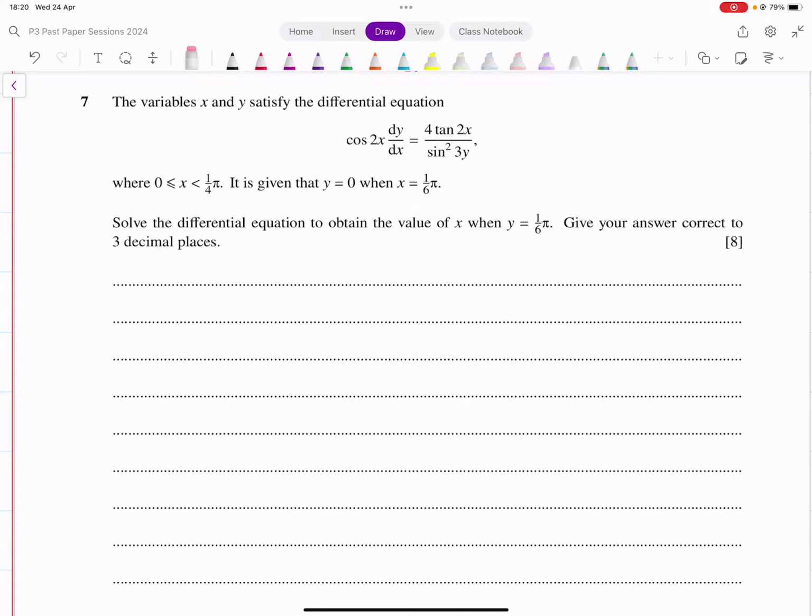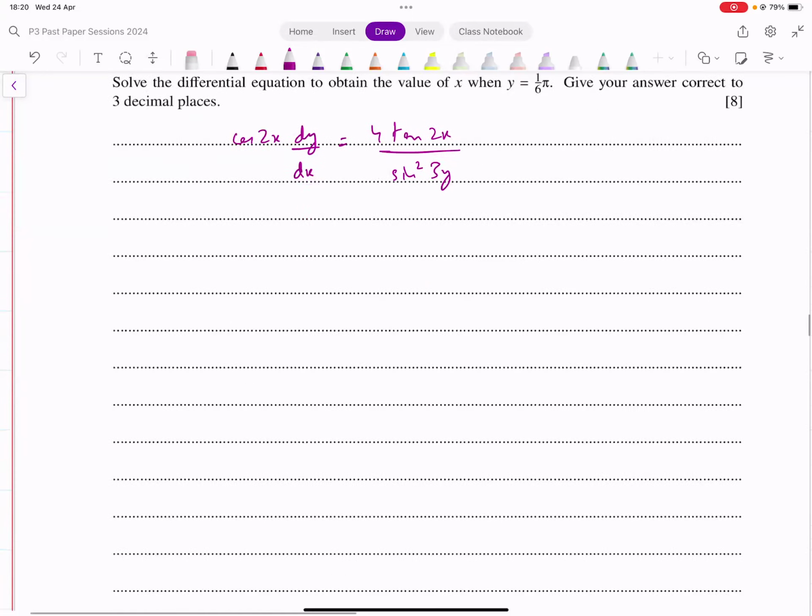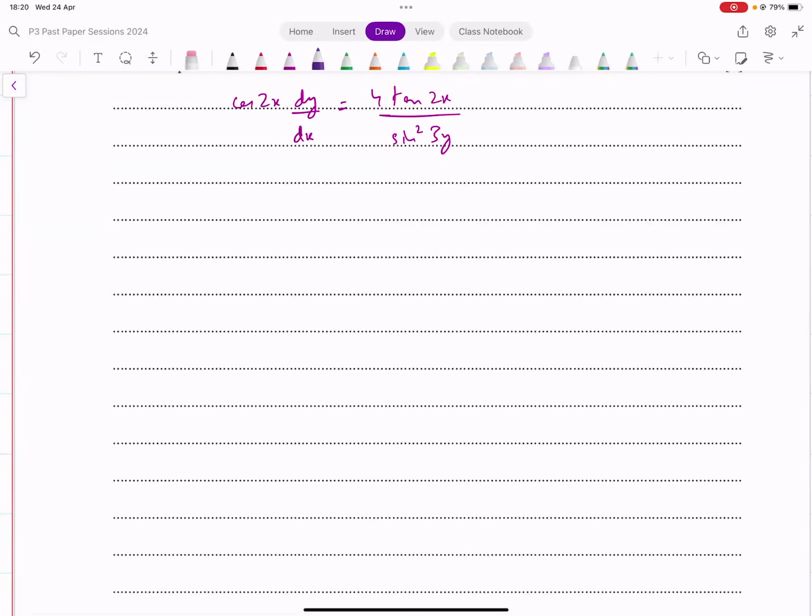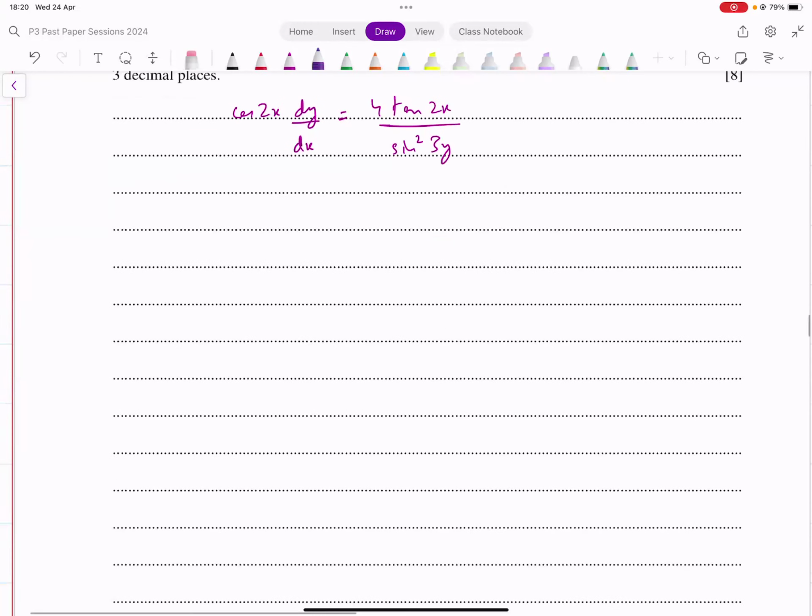So first of all, we need to solve this differential equation. How do we solve the differential equation? We've got cos of 2x multiplied by dy over dx. That equals 4 into tan of 2x divided by sine square of 3y. Right? That's what the differential equation is. Now, how do you solve the differential equation? The first thing that you have to do is you have to separate the variables. We want y terms on the left side, dx will go to the other side, and x terms on the right side. Let's do that.